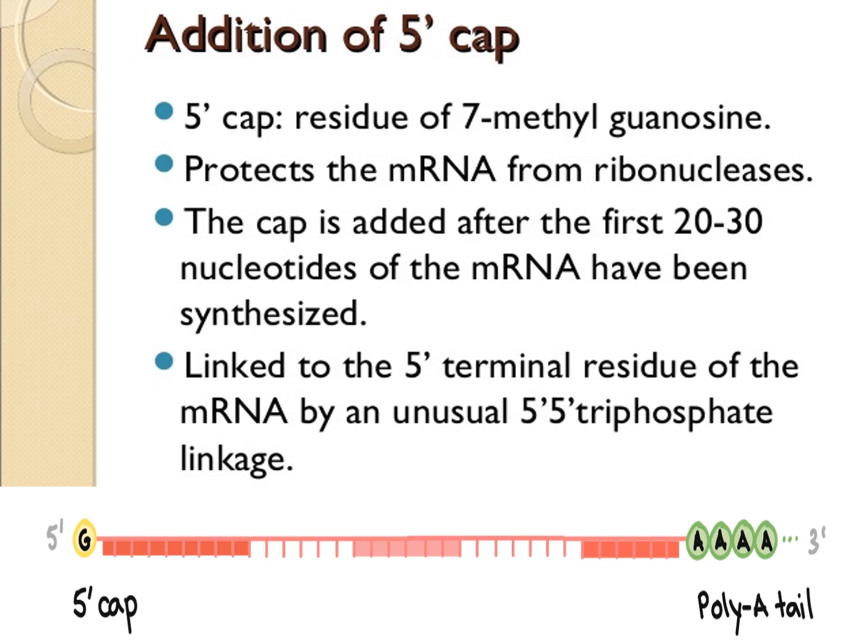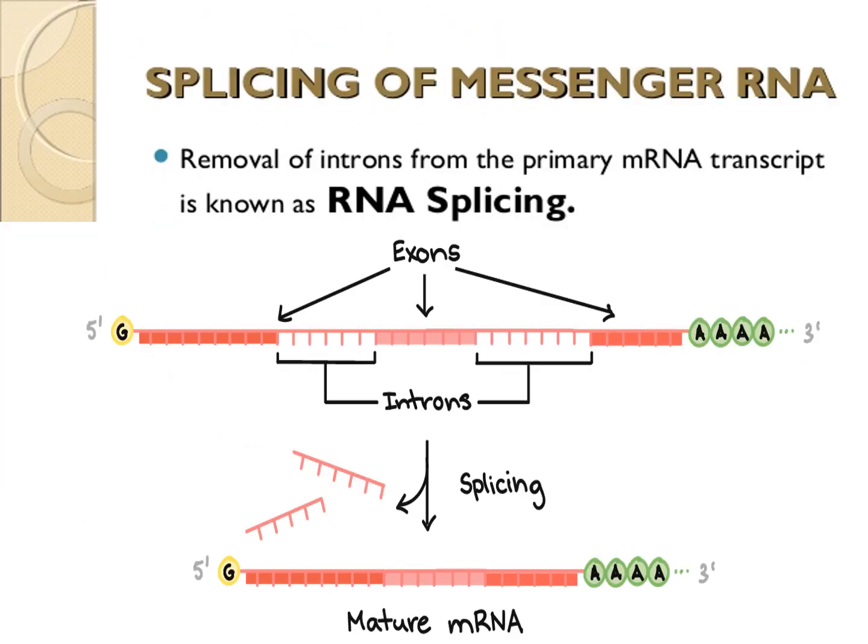This 5' capping, that is, the addition of the 7-methyl guanosine, is done after the first 20 to 30 nucleotides of the mRNA. It is done by using an unusual 5' triphosphate linkage. Through this linkage, the 7-methyl guanosine, the modified guanosine, is attached to the 5' end of the mRNA. So that's all about the 5' addition of the 7-methyl guanosine.